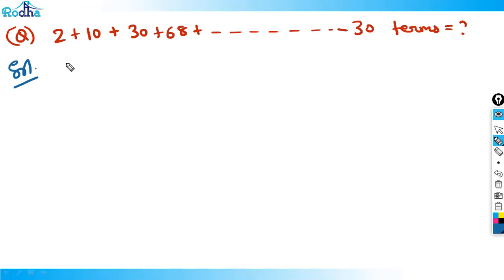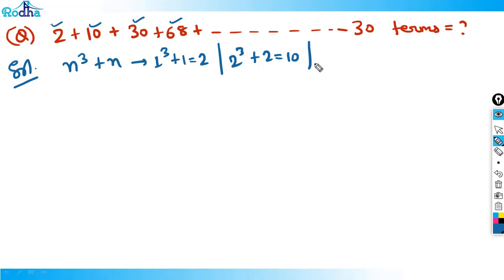Okay, fine. So if you observe this series a little bit, I want you to observe, right? Now you should know that 2, 10 is around 1 cube plus 1. It is 2 cube plus 2. It is 3 cube plus 3. It is a very famous, very common series. You should know it. If you don't know it, know it from now onwards. This is the n cube plus n series. If you put n equal to 1, 1 cube plus 1 is 2. If you put n equal to 2, 2 cube plus 2 is 10. If you put n equal to 3, 3 cube plus 3 is 30.